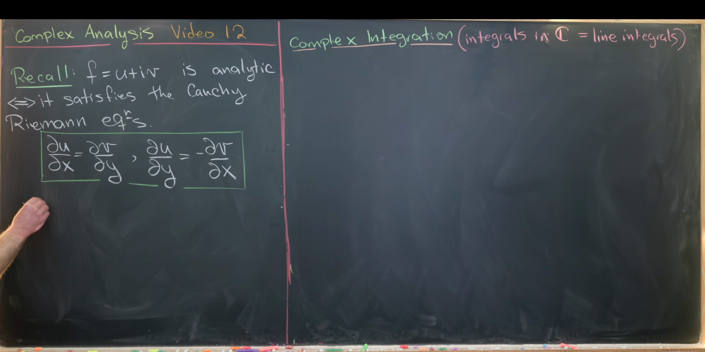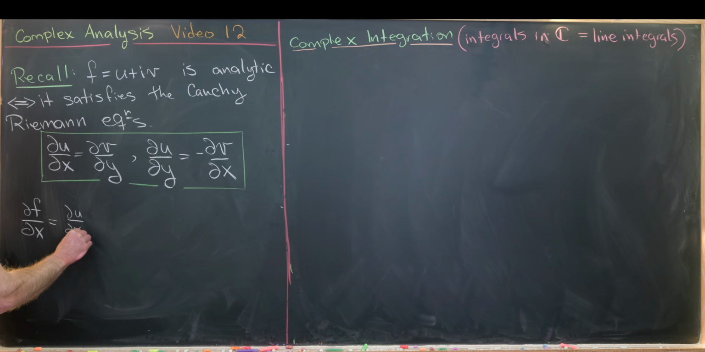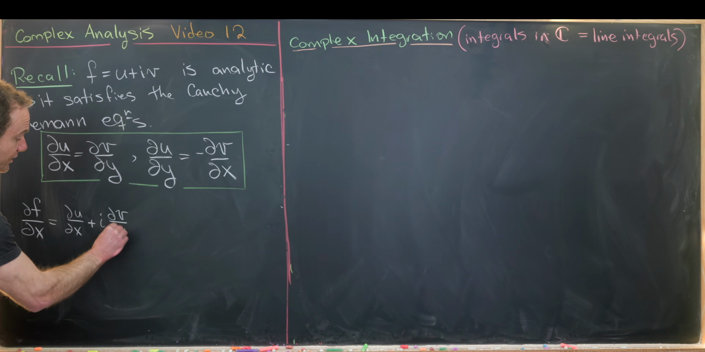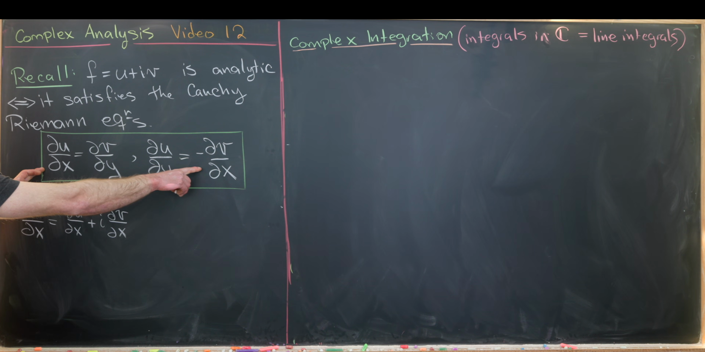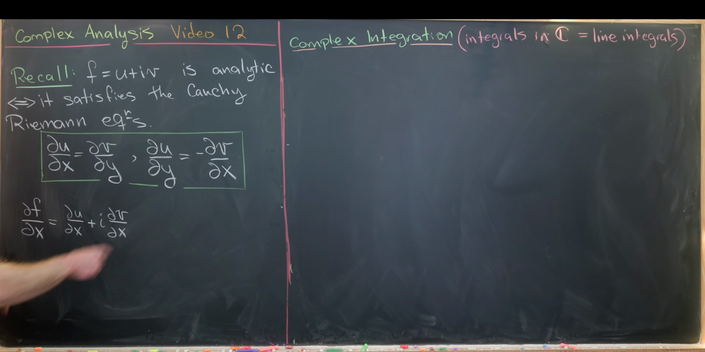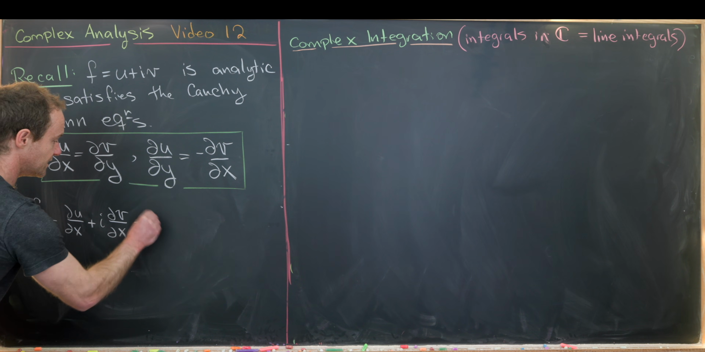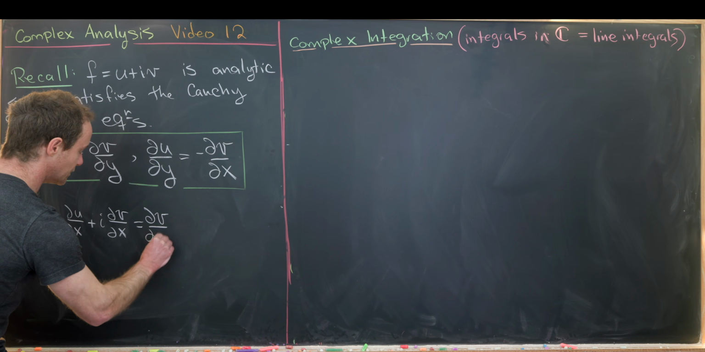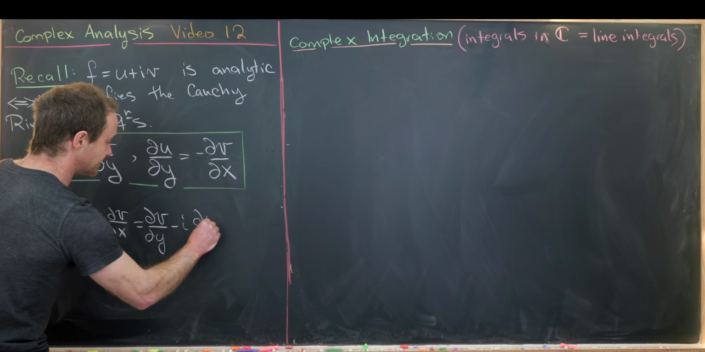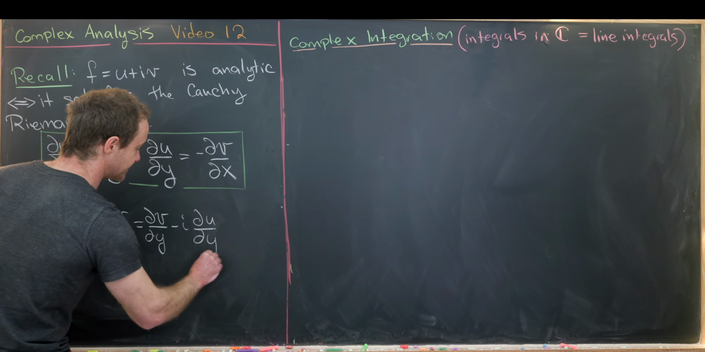Let's take the partial of f with respect to x, and notice that in this case, we get the partial of u with respect to x plus i times the partial of v with respect to x. But now using these equations right here, we can make some replacements. Equals the partial of v with respect to y minus i times the partial of u with respect to y.